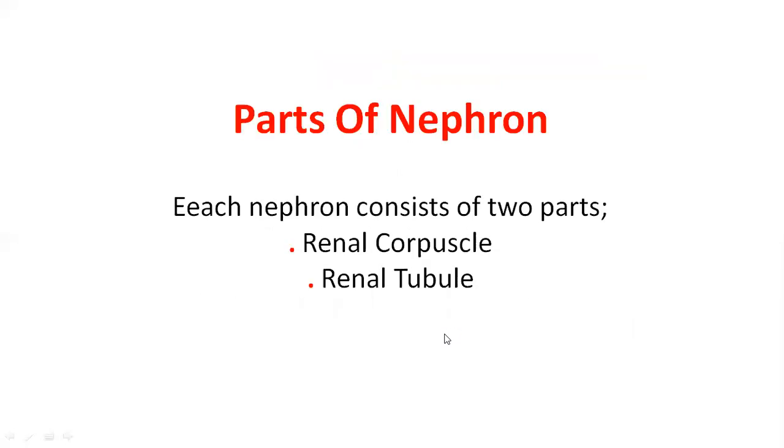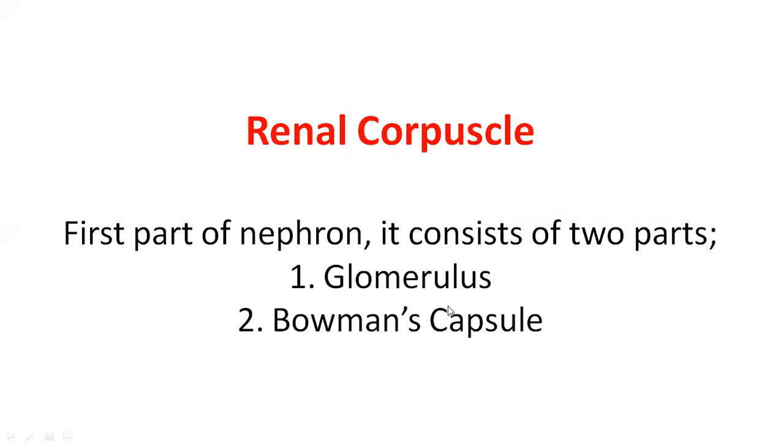Parts of nephron: if we study nephron in detail, its structure consists of 2 main parts. One is termed the renal corpuscle and the second one is termed the renal tubule. The first part, the renal corpuscle, further consists of 2 main parts. Number 1 is glomerulus and number 2 is Bowman's capsule.